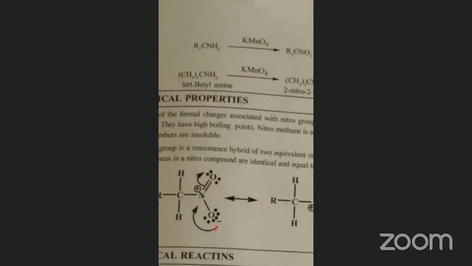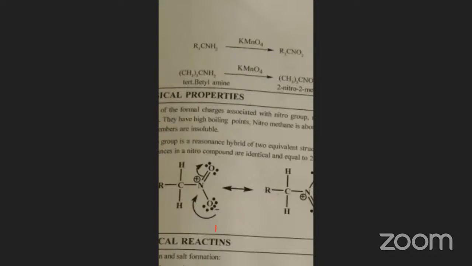nitroalkanes. The third preparation method is that the trialkyl amine, under oxidation in the presence of KMnO4, is converted to a nitro compound. Okay, so these are the three preparation methods of nitroalkanes. Okay, then physical properties.